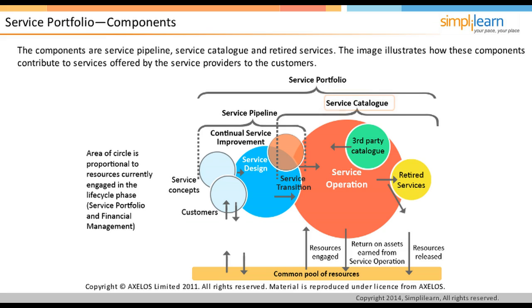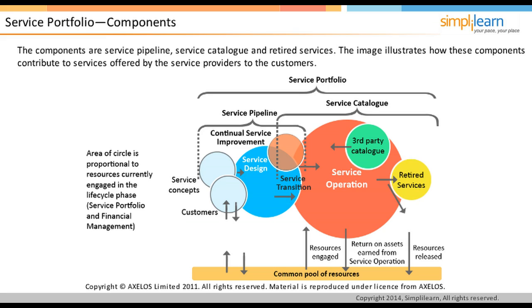The last component of the service portfolio is retired services. Once the services reach the end of their contracts, they are phased out or retired. These are the services that the service provider is not willing to offer in future because of various reasons. One such reason can be that the service is no longer required by its customer, or the service might not be financially viable. The arrows in the image indicate the movement from one stage to the other.